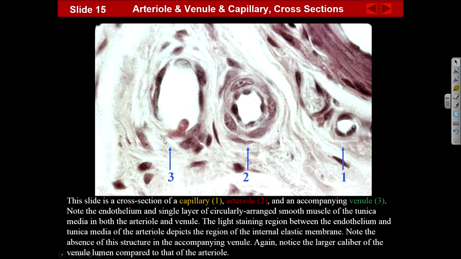Okay, here's another slide. Capillary, arteriole, venule. So here's the capillary, just big enough for a red blood cell to fit through. Here's an arteriole because we can count, looks like 1, maybe 2 layers of smooth muscle. And here's the companion vein, slightly larger lumen, but no smooth muscle. So if you look at the relative size of the structures and look at the companions, quite often you can pick out and distinguish one of the blood vessels based upon what the other blood vessels look like.